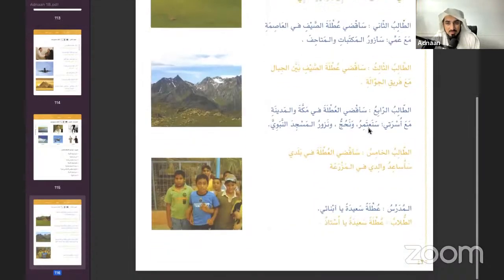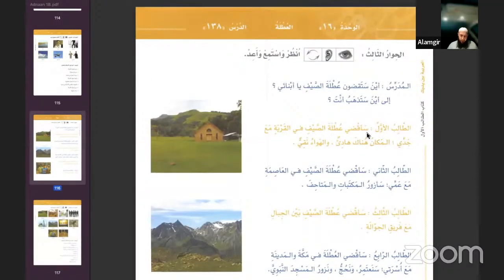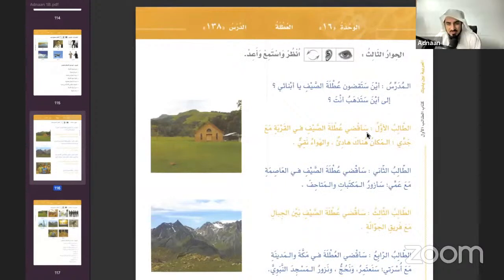It's 9 o'clock, but I think we can read this hiwar one more time. You can read what's in blue, I'll read what's in yellow. Let's go.